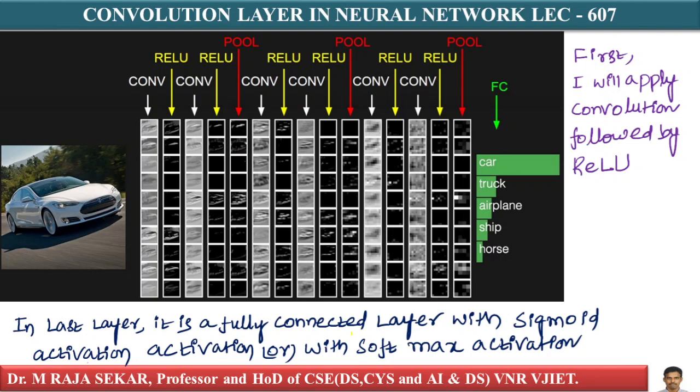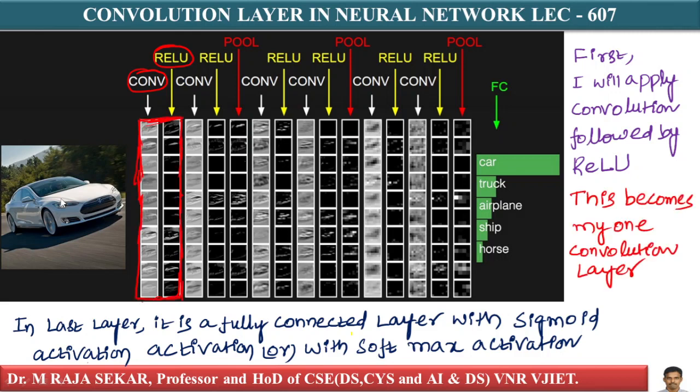This is a typical architecture. I will show you more real world architectures later, but this is only for understanding. First apply convolution followed by ReLU. Just see what's happening here. I am applying convolution followed by ReLU, and this becomes one convolutional layer. Again, convolution and ReLU, this is another layer, isn't it?